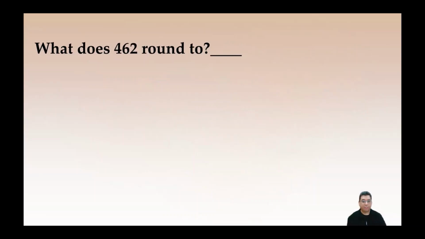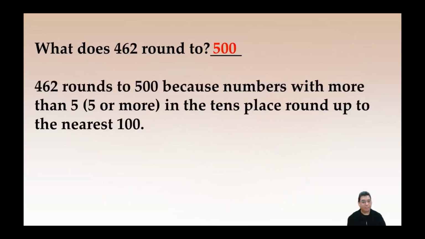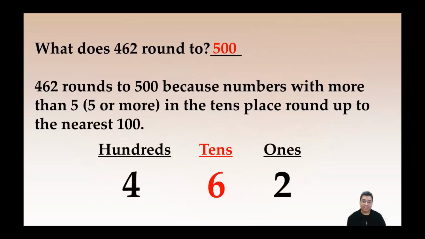What does 462 round to? Yep, 500, and the same principles apply. 462 rounds to 500 because numbers with 5 or more in the tens place round up to the nearest 100. Okay, so again, we've got the 6 in the tens place here, and because it's 5 or more, it's going to round up to 500.